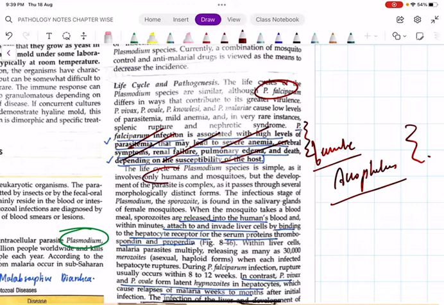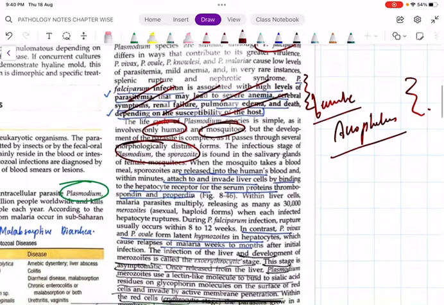Plasmodium life cycle in humans and mosquitoes. The infectious stage of Plasmodium is called the sporozoite. The sporozoite is found in the salivary glands of the female mosquito. So when the mosquito takes the blood, the sporozoites will be released into the human blood. Within minutes, it will attach and invade the liver cells by binding with hepatocyte receptors for serum proteins like thrombospondin and properdin. This has been asked as an MCQ.